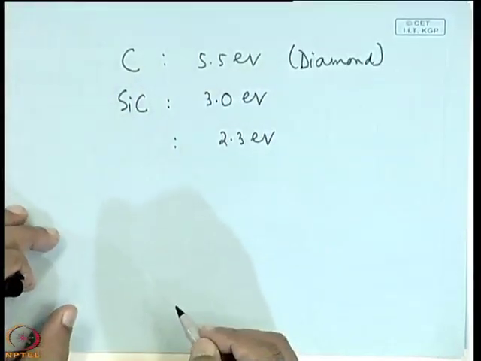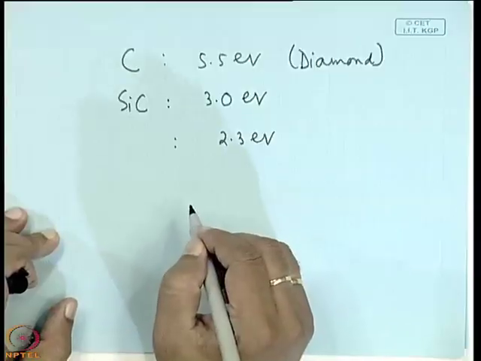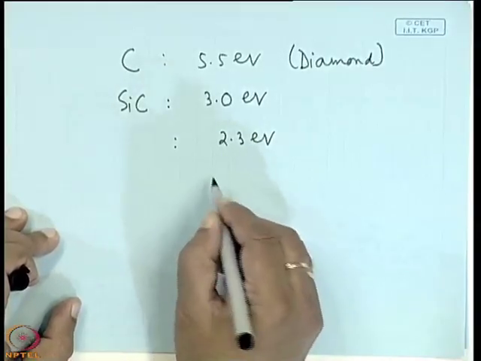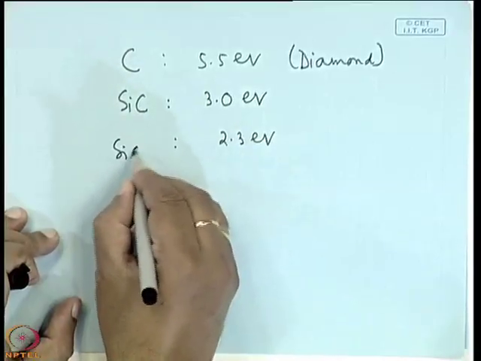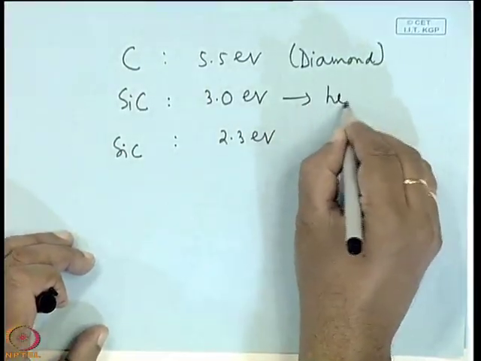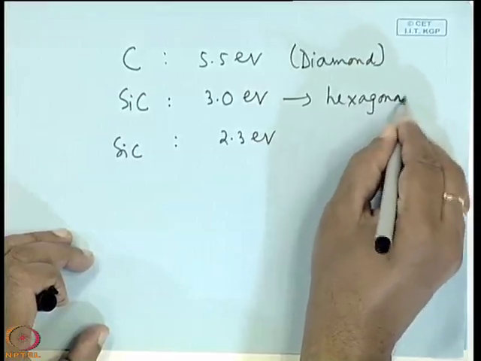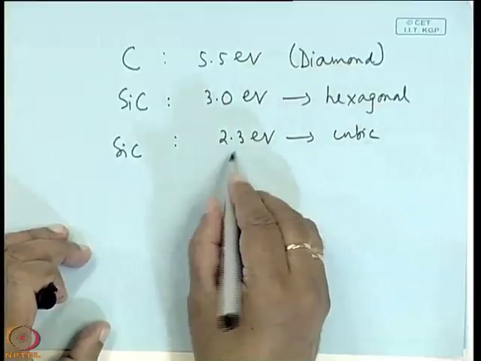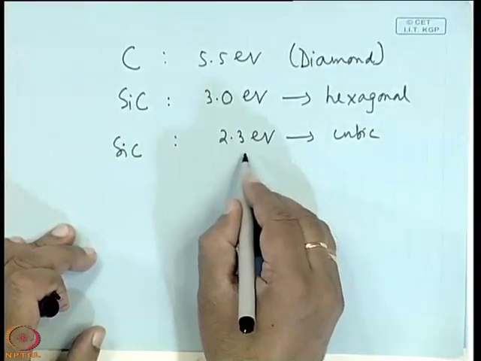Why does silicon carbide have 2 band gaps? Because silicon carbide can be crystallized in 2 different forms, one is cubic, another is hexagonal. If it is hexagonal, then its band gap is this. If it is cubic, then its band gap is not, in the true sense, wide.